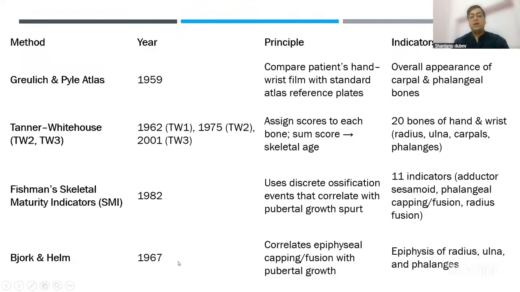Bjork and Helm, which was in 1967, correlates epiphyseal capping fusion with pubertal growth spurt. Epiphyses of radius, ulna, and phalanges are included.